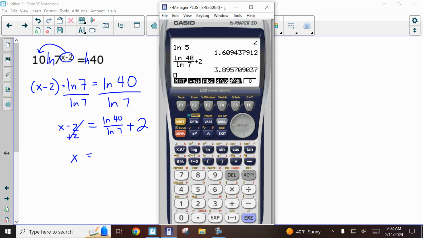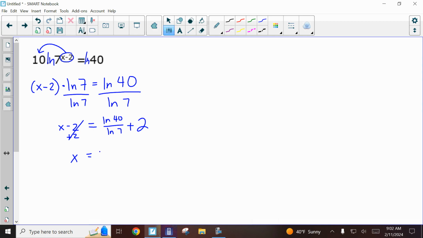So this one says 3.8957. I always round to the 3rd number just because that's how we do it in college algebra. But again, you're going to have to read your directions on the test to see how far it wants you to round. So I'm going to round to the 3rd number. So that's a 5. The number next to it is a 7. So this is going to go to 3.896.